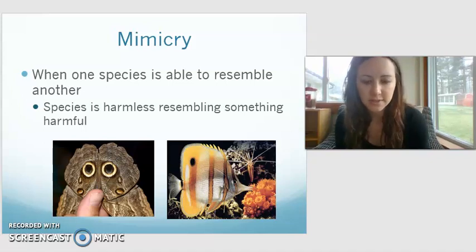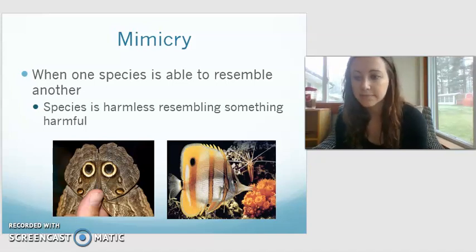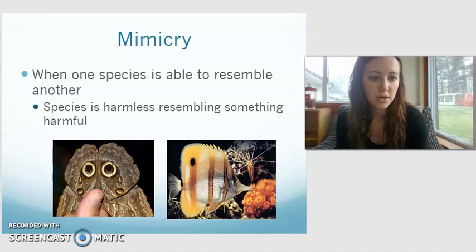I know that's not the image that's here, but if you look that up, then you'll see that the monarch butterfly and the viceroy look a lot alike. So the viceroy, since it's harmless, is mimicking the harmful monarch.